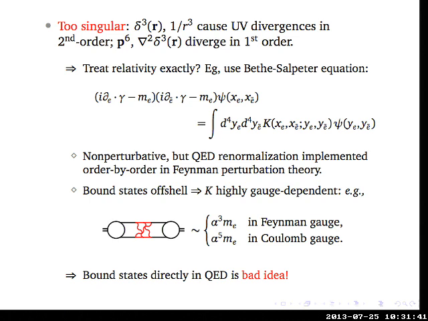But even worse than that, these kernels here are hugely gauge dependent. If you ask for this like three photon kernel, what is the expectation value of it? In Feynman gauge, it is 10,000 times bigger than it is in Coulomb gauge. So it's just wildly gauge dependent. And if I added another photon, it would be actually another factor of 100. The disparity gets worse and worse. So working on bound states directly in relativistic QED, extremely bad idea. And you don't really want to do that. You need some other plan.